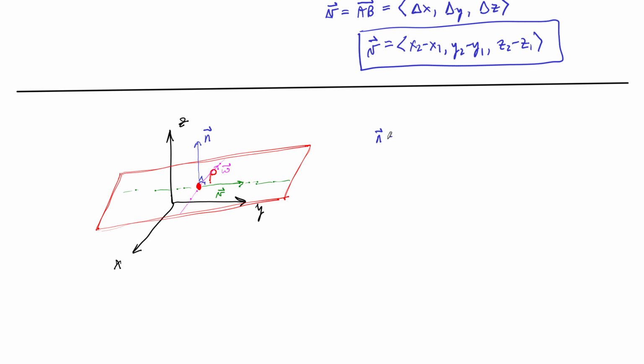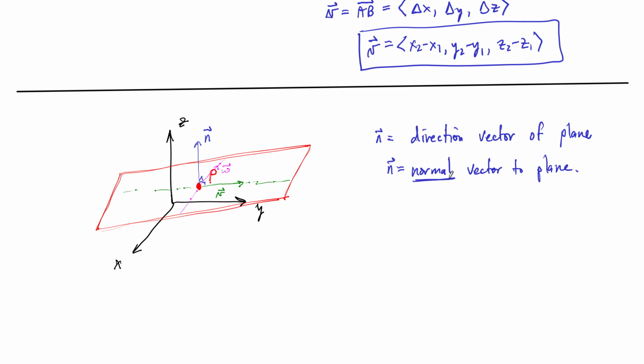This vector N is the direction vector of the plane, but notice it does not live in the plane, right? I wrote N because N also has another name. It's called a normal vector, a normal vector to the plane. And normal here is another word for perpendicular. So this means that this vector points in a direction that is perpendicular to the entire plane.